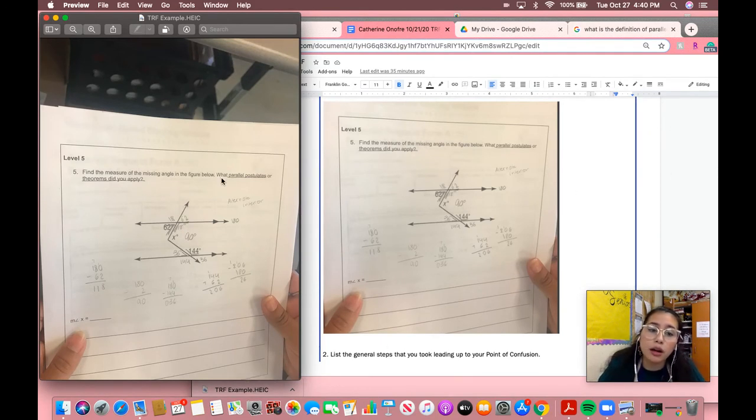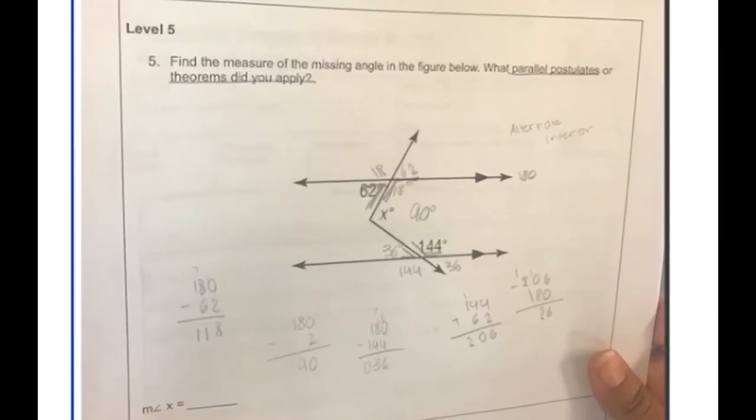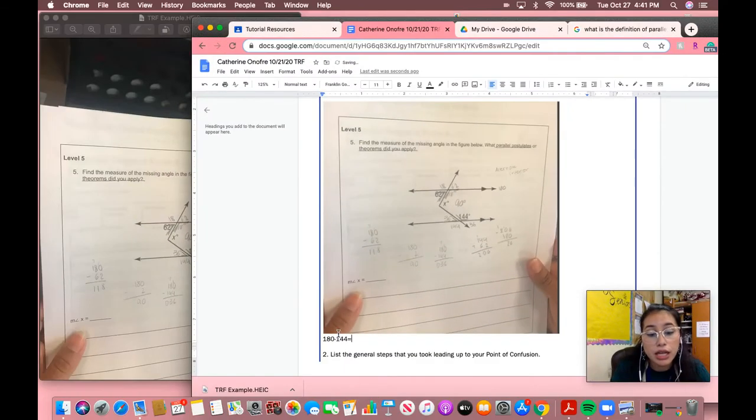You could also do the math here. Like, you see how I did 180 minus 144, which is the other given. Then I know the answer is 36. So I could always write it out there. That's perfectly fine. Or you can do like this, whatever works for you.